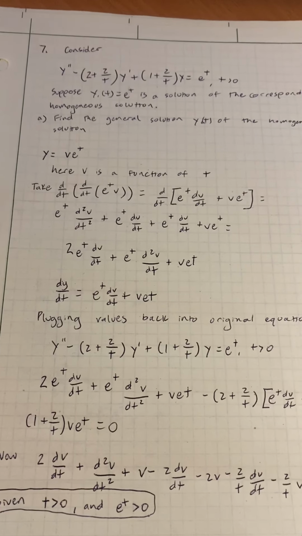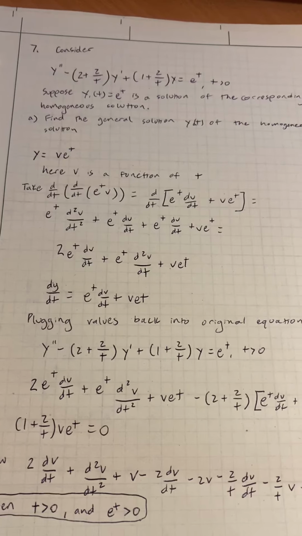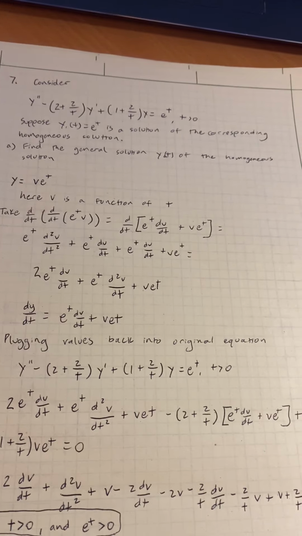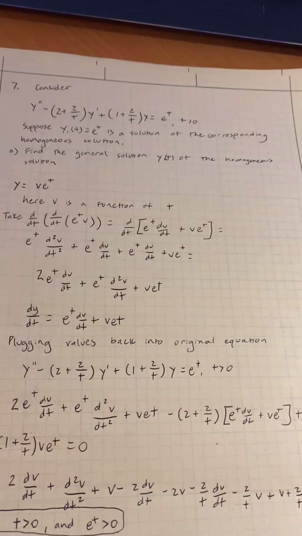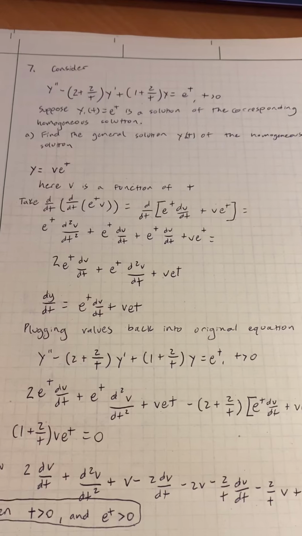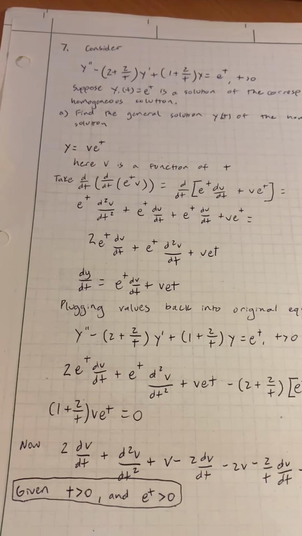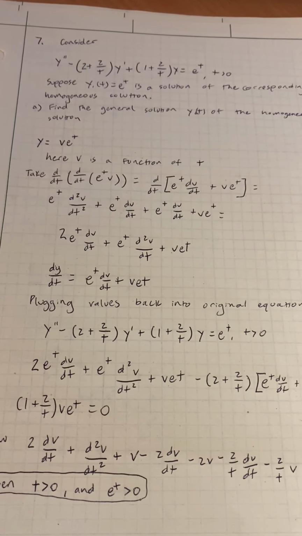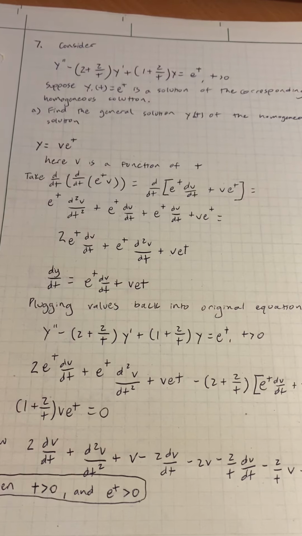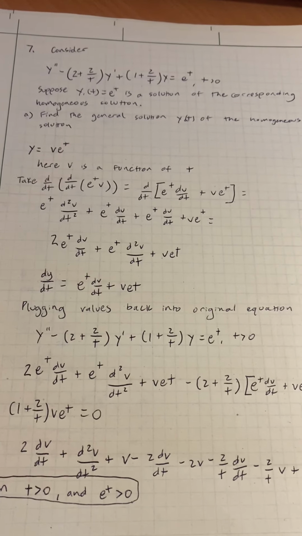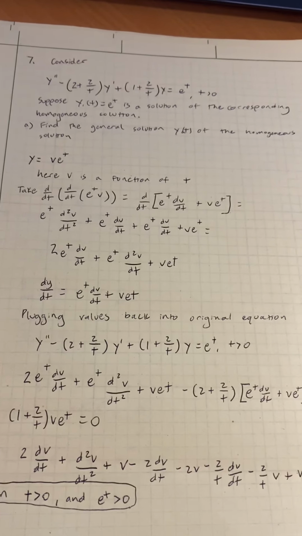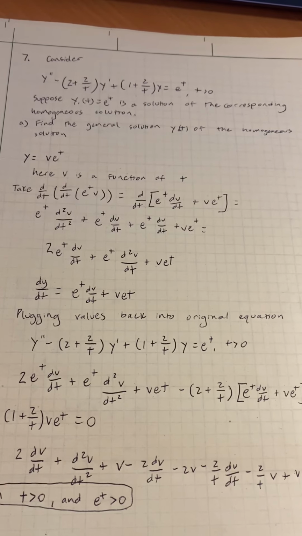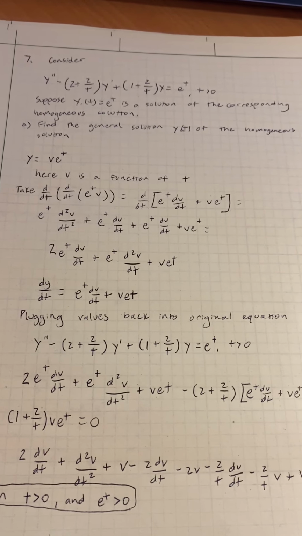So now that we've found that value, we're going to plug it back into the original equation, and we substitute it for each term. In this case, we sub back into y double prime minus (2 plus 2 over t) y prime plus (1 plus 2 over t) y equals e to the t. Substituting it in, what I got here is 2 e to the t dv over dt plus e to the t d squared v over dt squared plus v e to the t, minus (2 plus 2 over t) times brackets e to the t dv over dt plus v e to the t, plus (1 plus 2 over t) v e to the t equals 0.